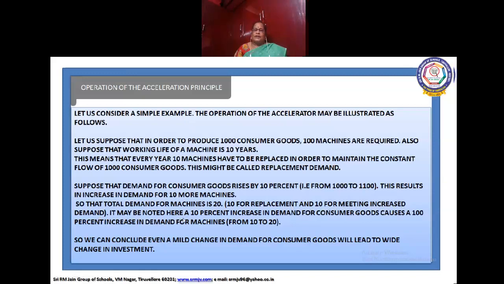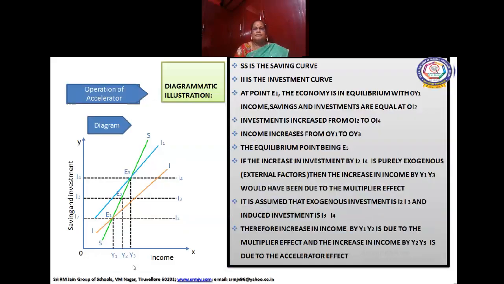It may be noted here a 10% increase in demand for consumer goods causes a 100% increase in demand for machines, that is from 10 to 20. So, we can conclude even a mild change in the demand for consumer goods will lead to a wide change in investment.